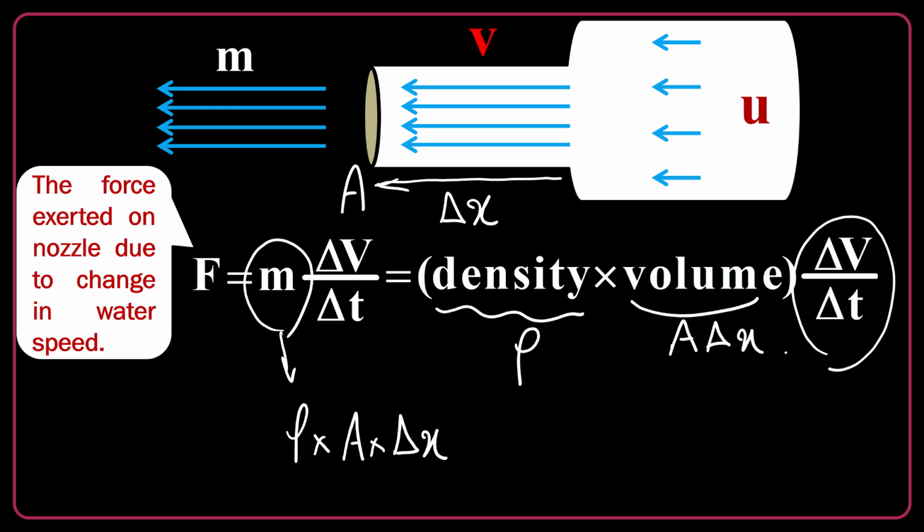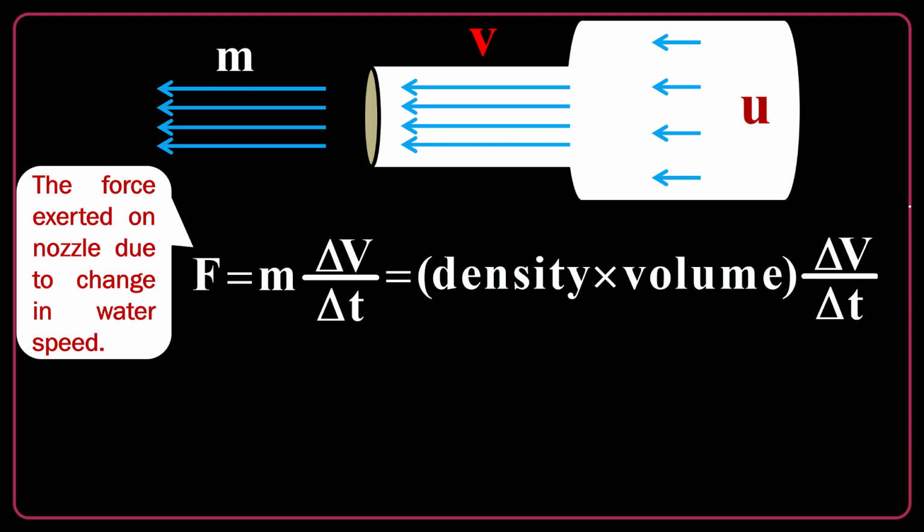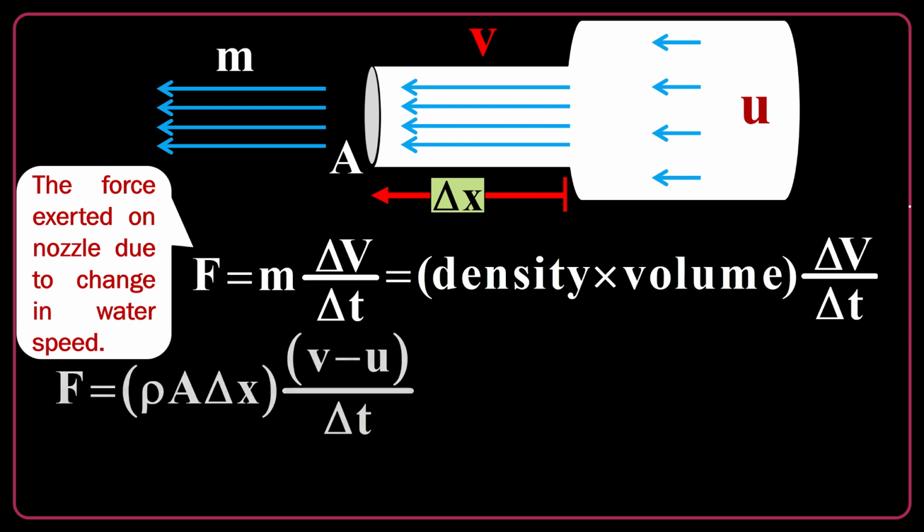Delta V over delta t is U minus V, larger minus smaller, V minus U, divided by delta t. V minus U is the change of speed inside the hose due to the different cross-sectional areas. So this is the delta x, the total distance traveled by the water inside the hose in the output cross-sectional area. So I substituted everything as mentioned.